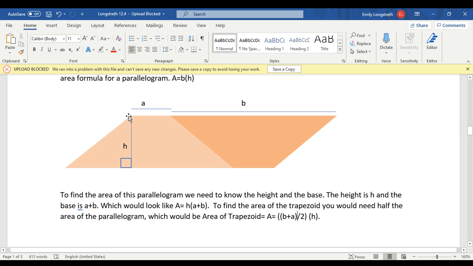As we can see, the base of this parallelogram is A plus B. So to find the area of the parallelogram, we need to know the height and the base. The height is H, and the base, like I just said, is A plus B. Therefore, our formula looks like A equals height times the base, A plus B. To find the area of the trapezoid, you need to find half of the parallelogram, because two trapezoids make that one parallelogram. And the area of a trapezoid is A equals (B plus A) divided by 2 times height.